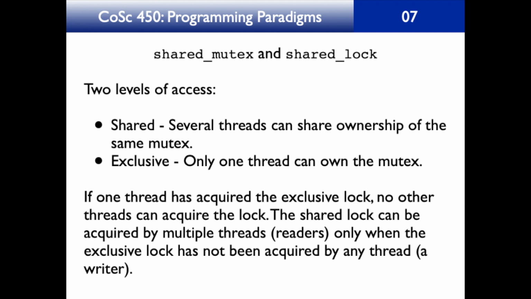And the way it works is that if one thread has acquired the exclusive lock, no other threads can acquire the lock, neither the readers nor the writers. And the shared lock can be acquired by multiple threads, which are readers, only when the exclusive lock has not been acquired by any thread, which is a writer.